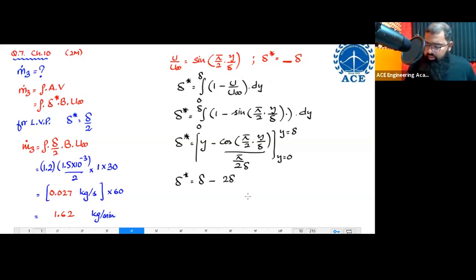Two delta upon pi, you are going to get this value. So this is equal to delta multiplied by 1 minus 2 by pi. This is a value delta star. Can you give me the numerical value of this thing? 1 minus 2 by pi. How much is 1 minus 2 by pi?